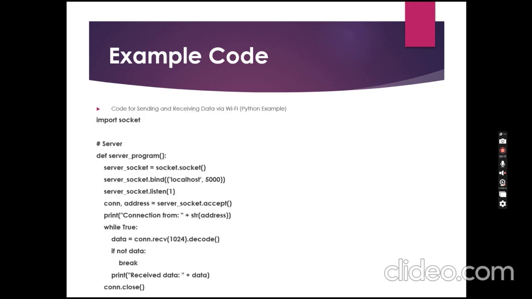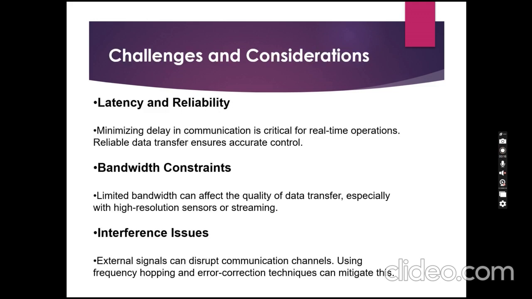This is the Python code for sending or receiving data over Wi-Fi. The challenges and reliability we can consider in the components of a drone include latency and reliability. Minimizing communication delay and ensuring data accuracy are crucial for real-time operation and precise control. Bandwidth constraints: limited bandwidth can affect data quality, particularly with high-resolution sensors or streaming. Interference issue: external signals can disrupt communication. Techniques like frequency hopping and error correction mitigate this.